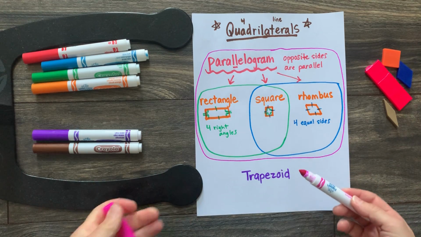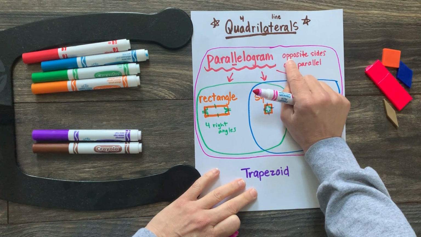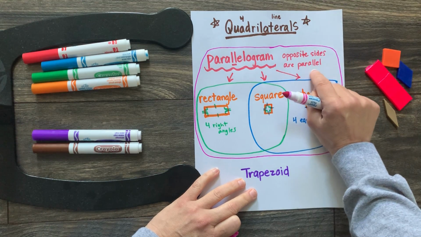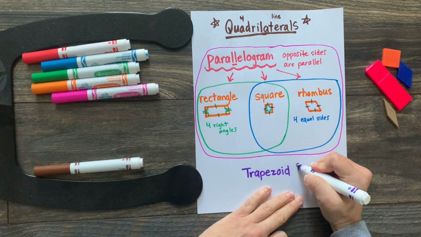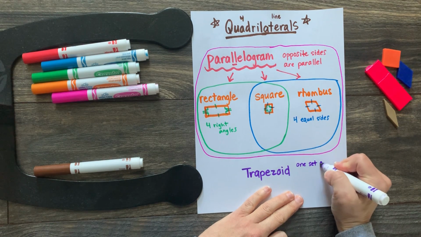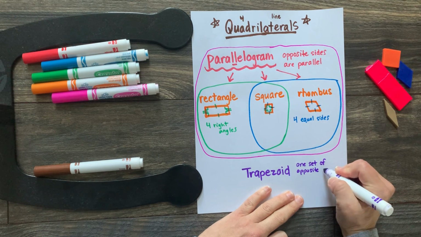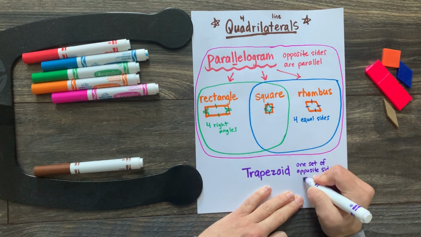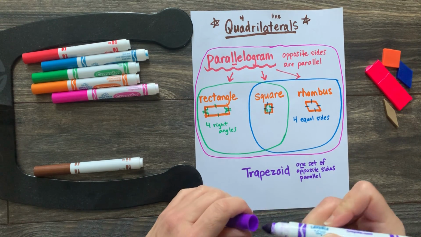Why is a trapezoid not a parallelogram? A trapezoid is not a parallelogram because a parallelogram has opposite sides that are parallel. In a trapezoid, we have one set of opposite sides that are parallel. Okay, that's the difference here. One set of opposite sides parallel.